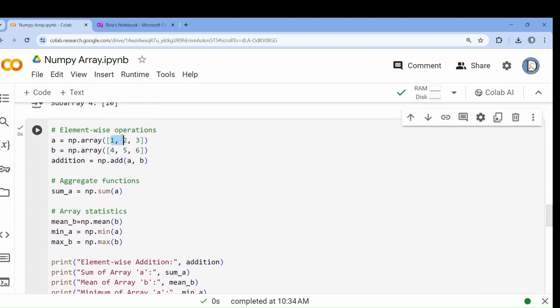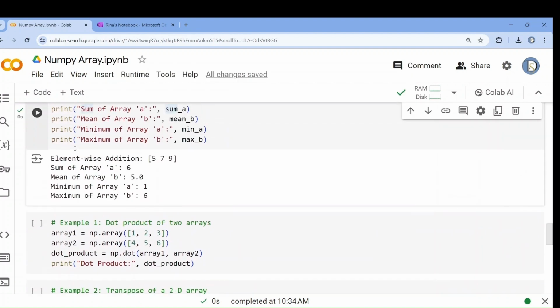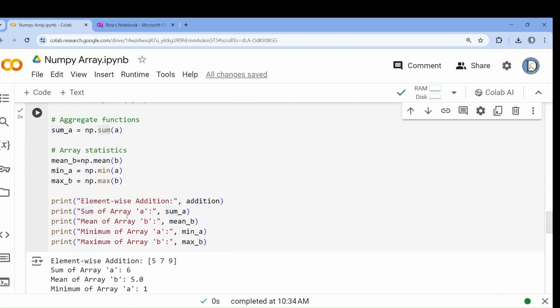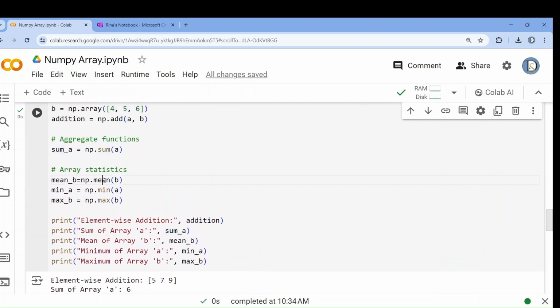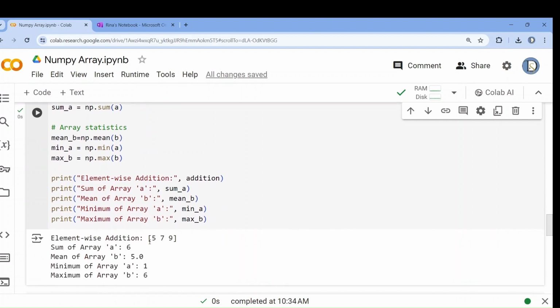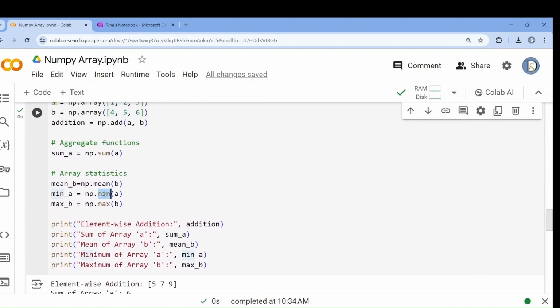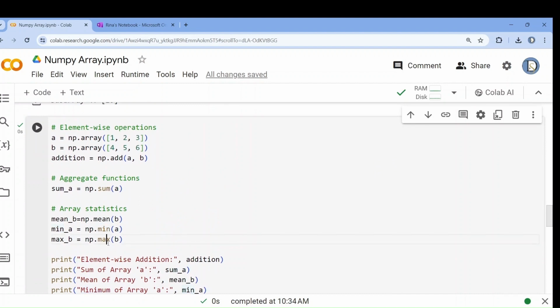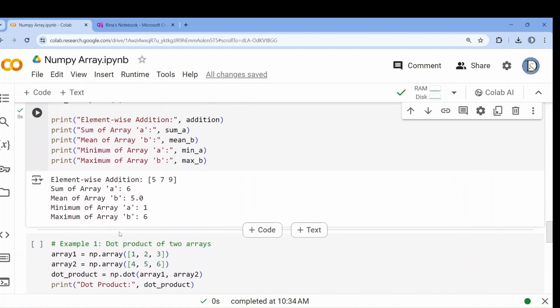Now suppose I want to add all these numbers. I want 1 plus 2 plus 3. Then I will use the sum function. Sum of a, that means 1 plus 2, 3, 3 plus 3, 6. See the output? Sum of array a equals 6. Fine. Now we can apply statistics also. If I want the mean, then v dot mean will give us the mean value of the array. 4 plus 5, 9, 9 plus 6, 15. 15 divided by 3 equals 5. See, 5.0. Now what is the minimum of A? Minimum value of A, 1. Maximum of B, 6. Okay. So these are simple operations we can do using a NumPy array.